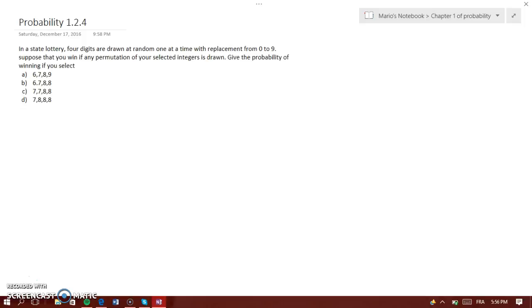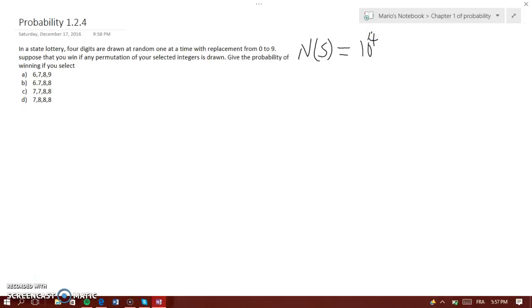Now, permutation actually is with replacement, but order does matter. So, exponent is with replacement, but order does not matter. Permutation is with replacement, but order does matter. So I'm going to call the sample space S, and N of S is equal to 10 to the power of 4.